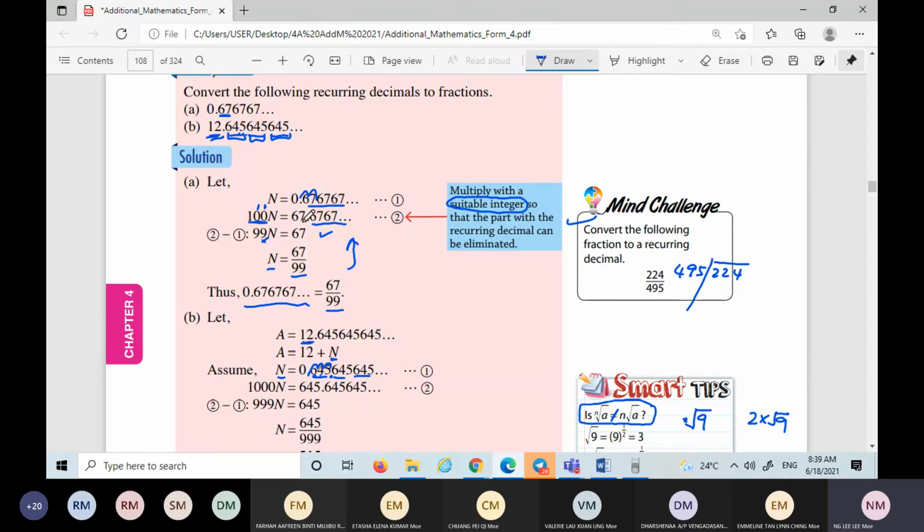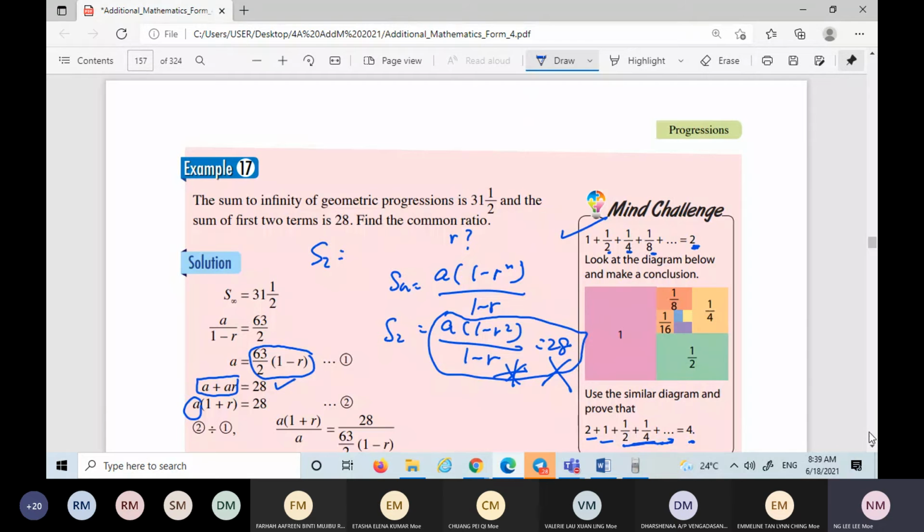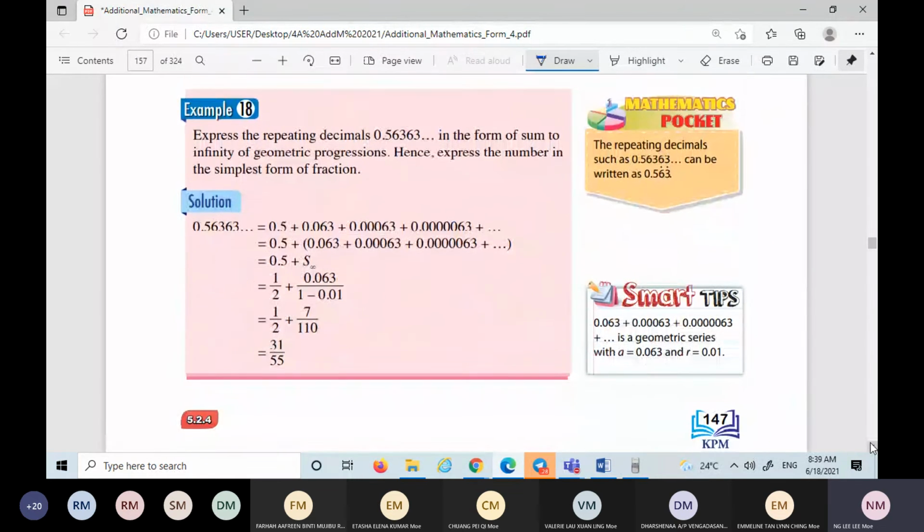Now we're going to learn another method, how to do this using the concept of a sum to infinity. So I go back to GP. Look at these questions. Let's say the question we used just now, 0.67. How do we write it as a geometric series?